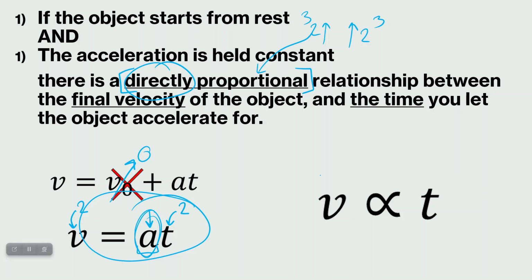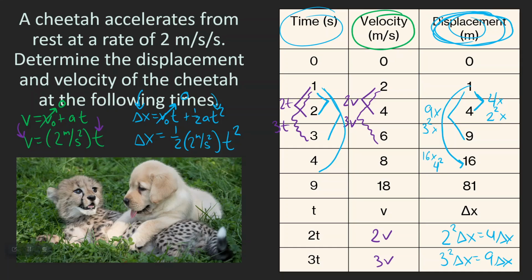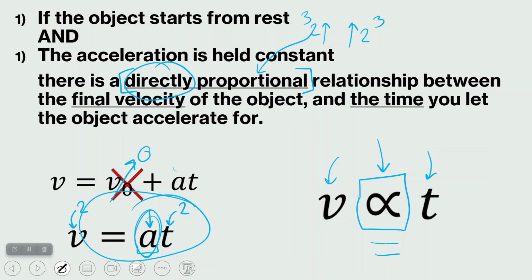Now, the symbol that we are going to use to represent this is this symbol right here, this kind of fish-looking thing. This is the proportionality symbol. So we would read this as velocity is proportional to time. Notice this is not an equal sign. We're not saying velocity is equal to time. Let's go back to this example. Notice velocity and time, they're not the same value, but they are proportional. They grow together.